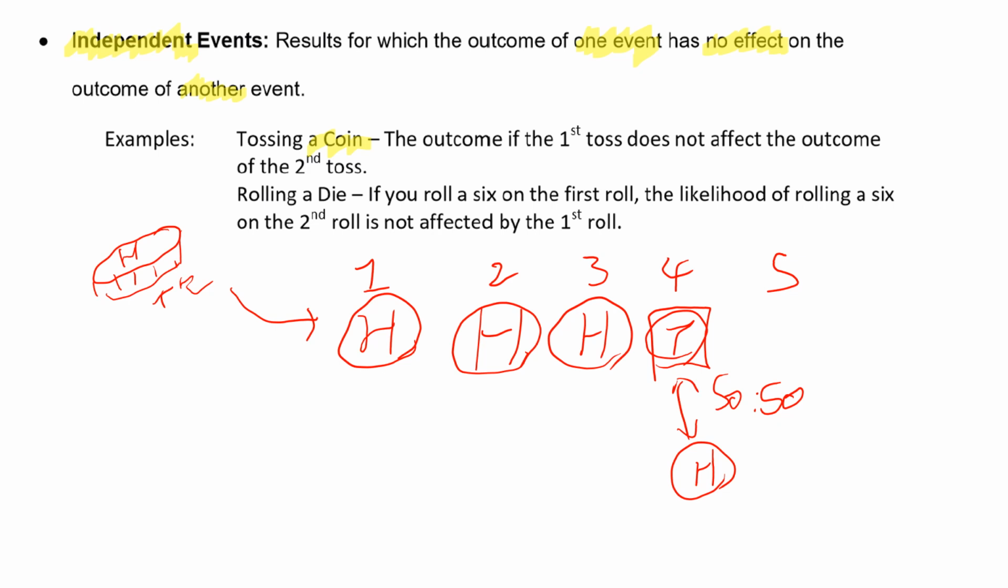Even though we are not talking about experimental probability here, you need to understand that a coin toss is always a good example to show that the previous outcome does not affect the current outcome, which will not affect the future outcome. Same thing happens if you roll a die. If you roll a 6 on the first roll, the likelihood of rolling a 6 on the second is not affected by the first one. It's going to be 1 out of 6, just like the previous one.